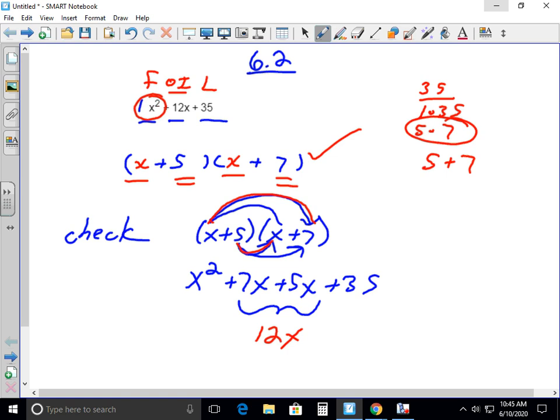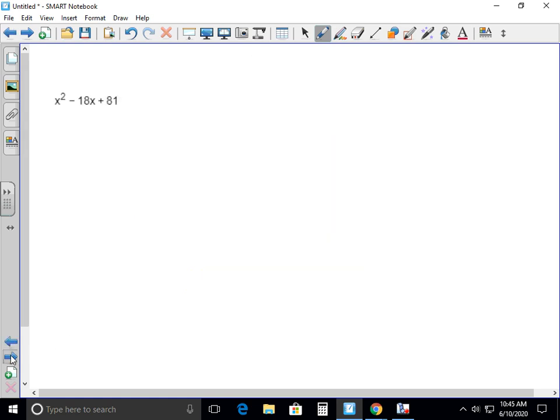So we just have to make sure that the first terms make the first term, the last terms make the last term, and then our inner product and our outer product combine to make the middle one. Okay, so here, write our parentheses. X squared is x times x.